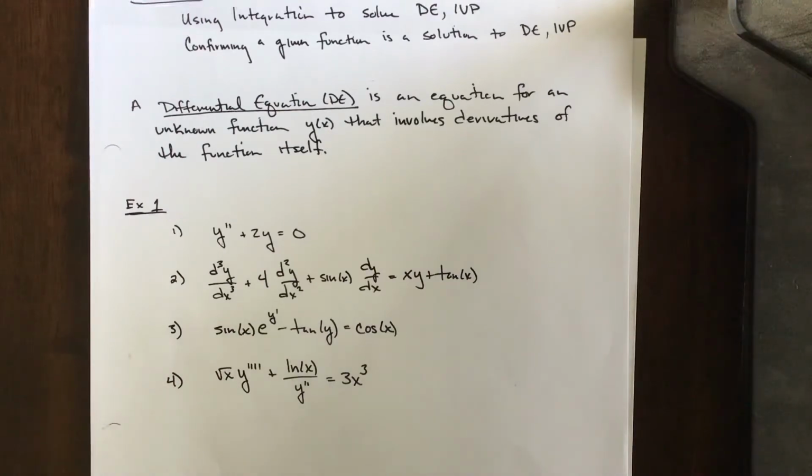Now, if you prefer Leibniz's notation, which in this class I don't, you could write it as the third derivative of y, or y triple prime, plus 4y double prime plus sine x times y prime equals xy plus tangent x. And that's a perfectly fine differential equation. It's an ugly one, but it's a differential equation. The third one's a differential equation. It doesn't matter if y prime happens to be in the exponent. The fourth is another example of a differential equation.